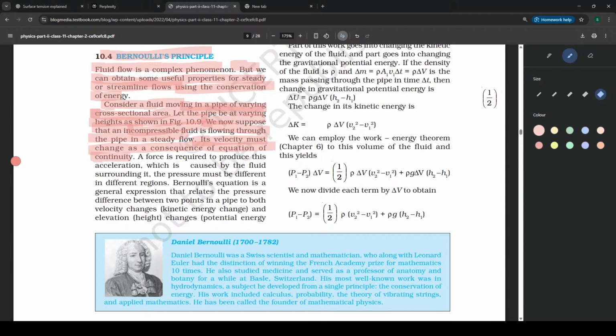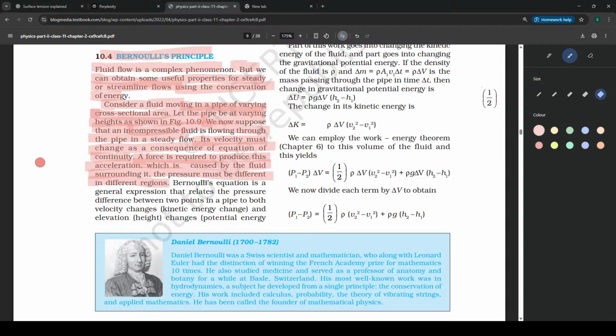Because we know, as a consequence of the equation of continuity, as area increases velocity decreases, and as area decreases velocity increases, and we saw that this pipe has a varying cross section. So at higher area the velocity will be less, at lower area the velocity will be high. A force is required to produce this acceleration, which is caused by the fluid surrounding it. The pressure must be different in different regions.